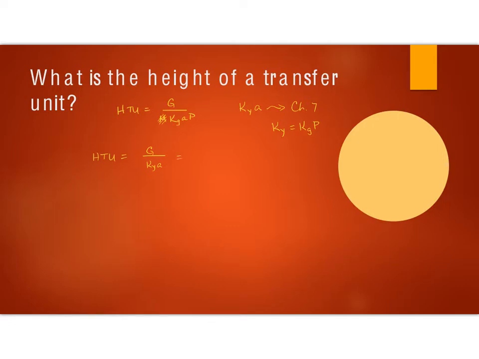In this case, 13.133. That is not the one I want. I want G. Okay, 2.474 kilograms per meter square second divided by kya, which was given in the problem statement as 0.9 kilograms per meter cubed second. And so we end up with an answer of a height of a transfer unit is 2.75 meters. And notice that, yes, I'm left with everything canceling except for meters. So there's my height of a transfer unit.